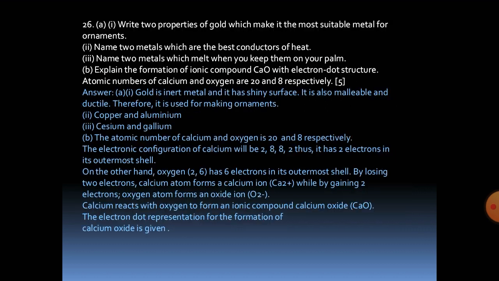Next question is: write two properties of gold which make it the most suitable metal for ornaments. So gold is an inert metal, has a shiny surface, and it is malleable and ductile. You can also easily use it for making your ornaments. You can give any of the properties.